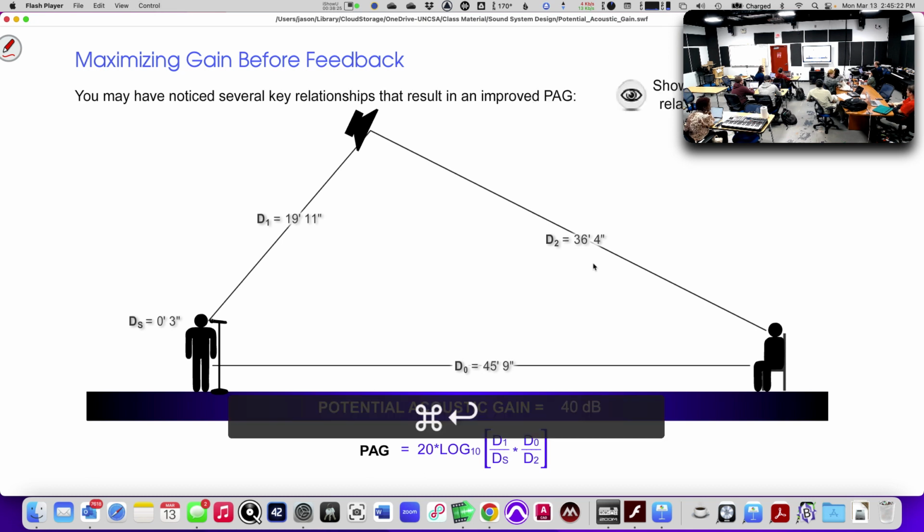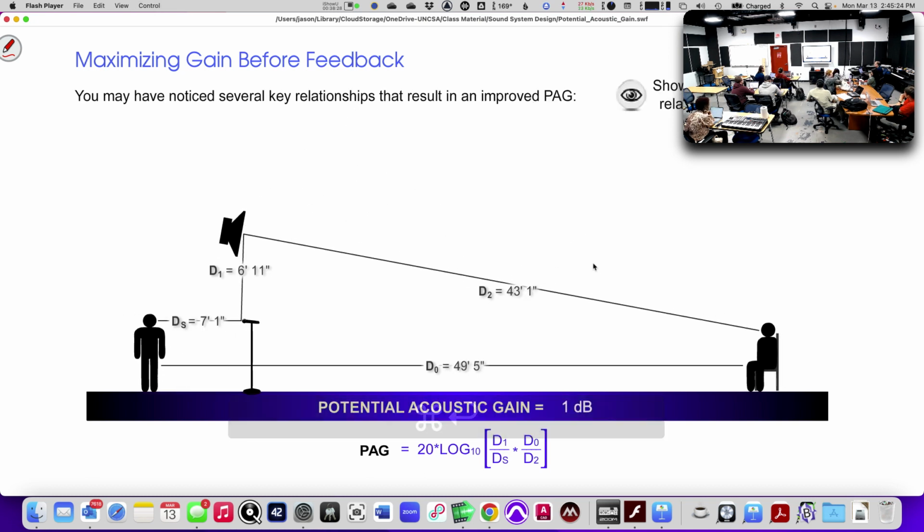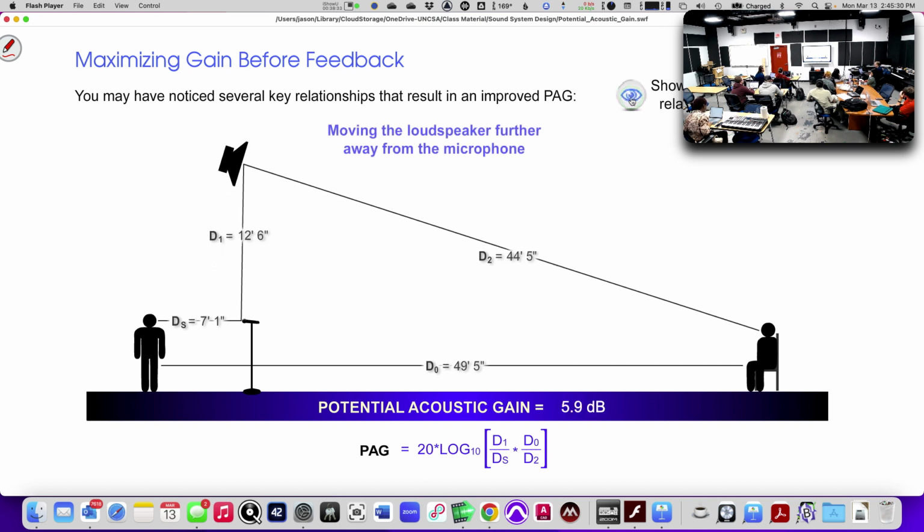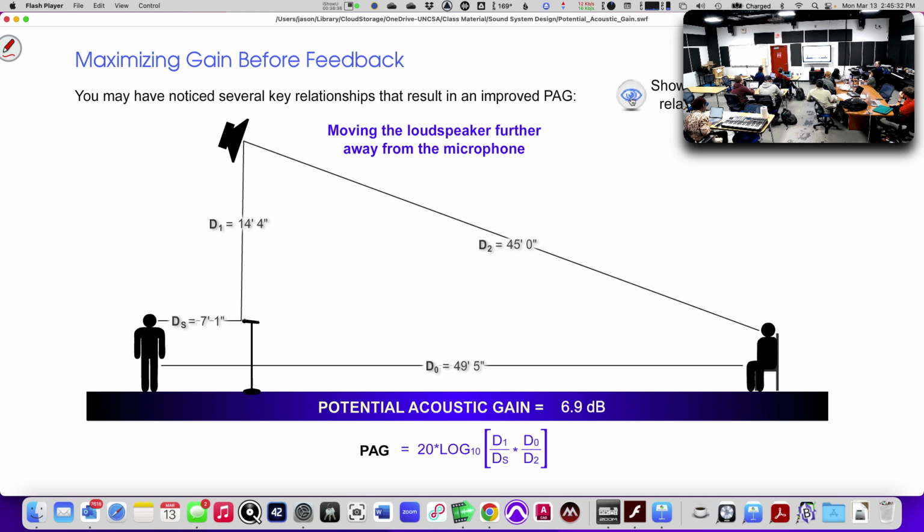So what do we learn? There are some relationships that I want to make sure you picked up on. The first relationship is that moving the loudspeaker farther away from the microphone will increase your gain. Why? Because the farther away the loudspeaker is from the microphone, the more air there is between those two things, and air soaks up sound. So it will be quieter at the microphone, the more air it has to go through to get there. Loudspeakers right next to microphones is rarely a very good idea.